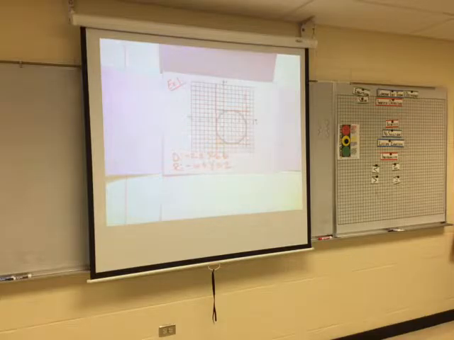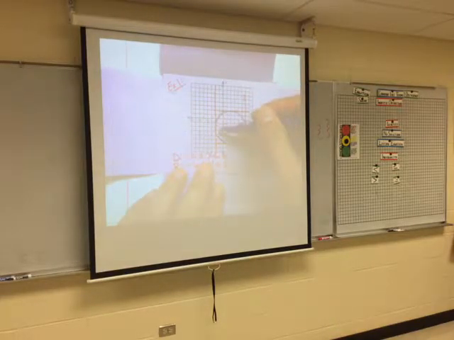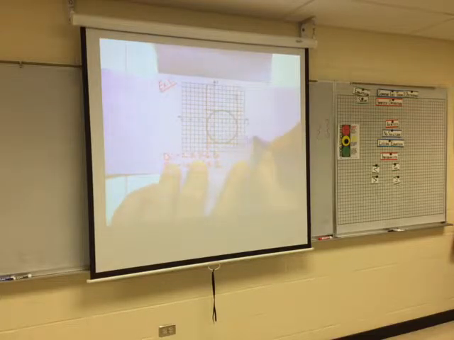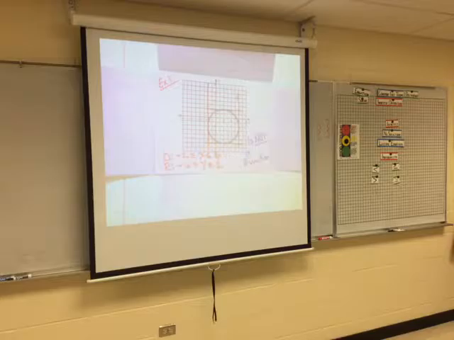And just for old time's sake, is this a function? No, why not? It doesn't pass the VLT, right? VLT. Okay. So it is not a function.